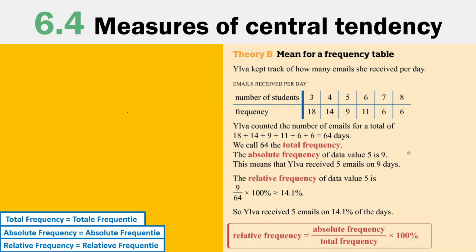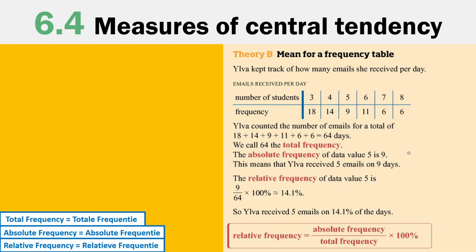The absolute frequency of a data value, de absolute frequentie, betekent hoe vaak komt er nou een datapunt, een waarnemingsgetal voor. Het waarnemingsgetal 5 komt 9 keer voor. Waarnemingsgetal 6 komt 11 keer voor. 7 komt 6 keer voor. Moet je wel goed zeggen natuurlijk.